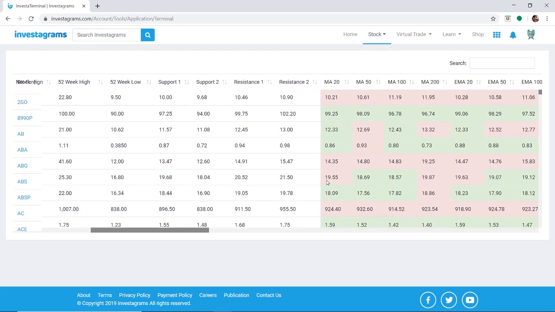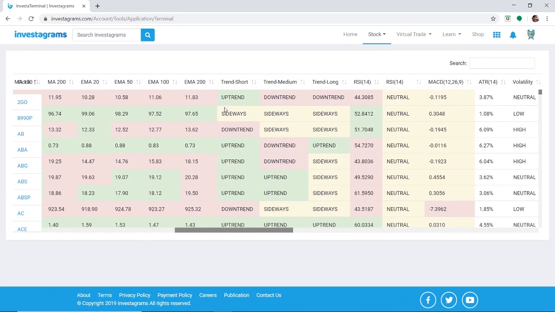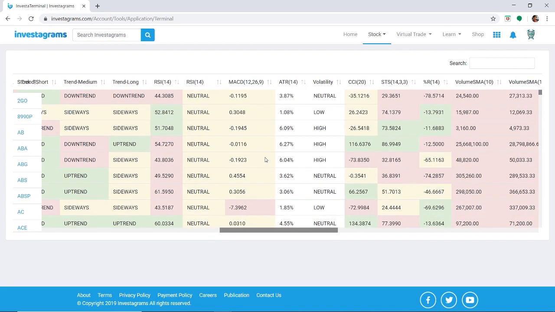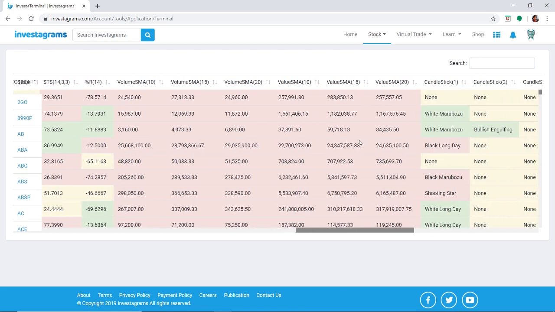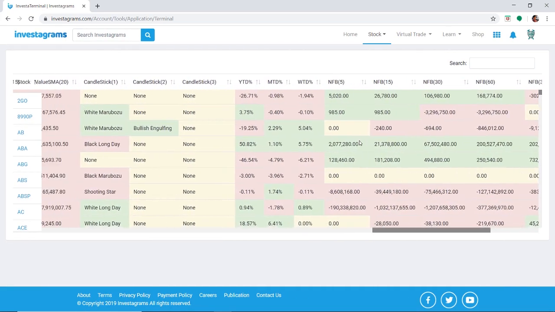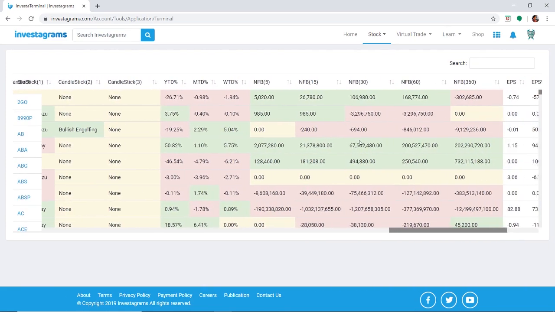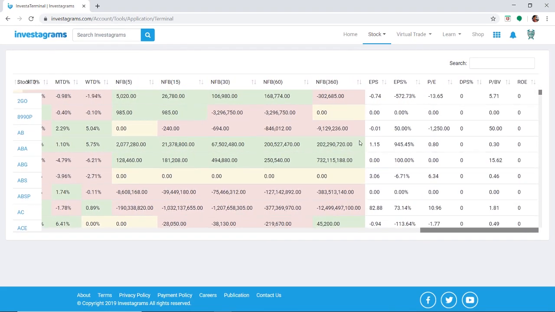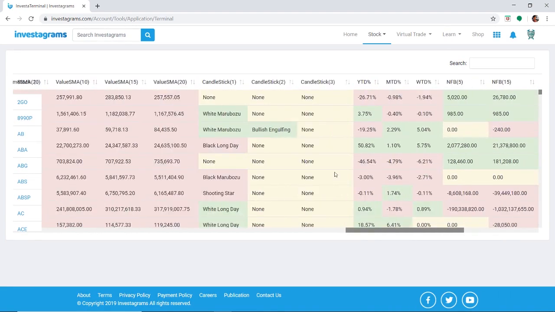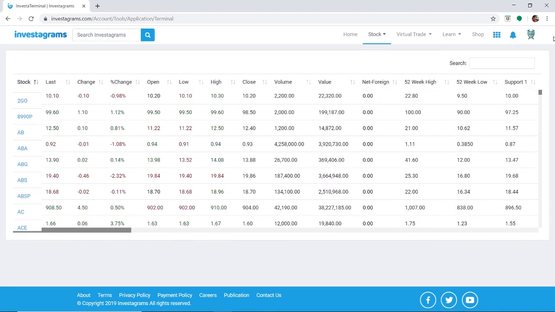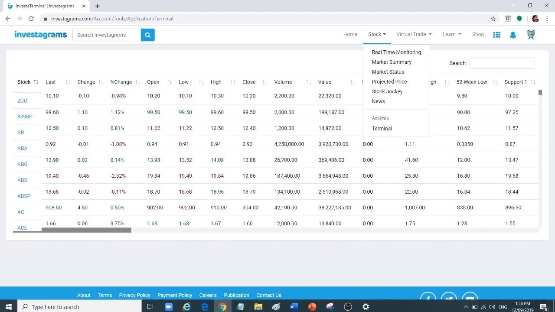You can see technical indicators, right? Like your RSI, your MACD, your moving averages, and even more advanced indicators right here. The volume moving average, and also you can even see the type of candlesticks that's being formed. And we also have some fundamental factors you can take a look at as well. And so that's it for the investor terminal, and that's it for the tutorial on the stock tab. Thank you very much.